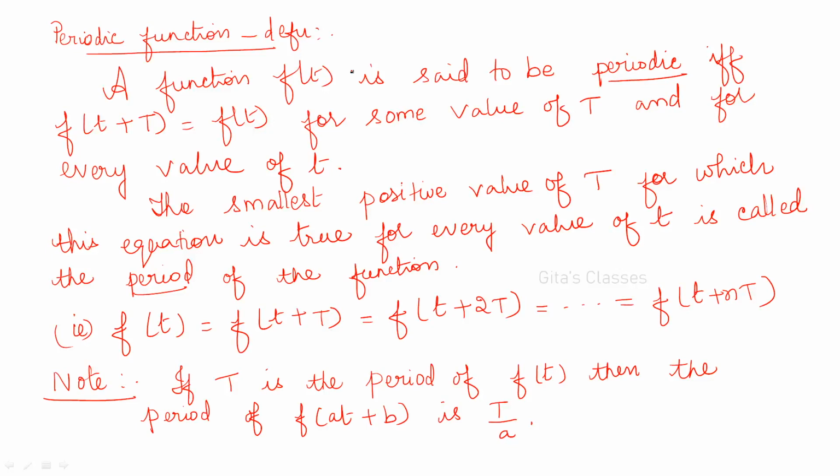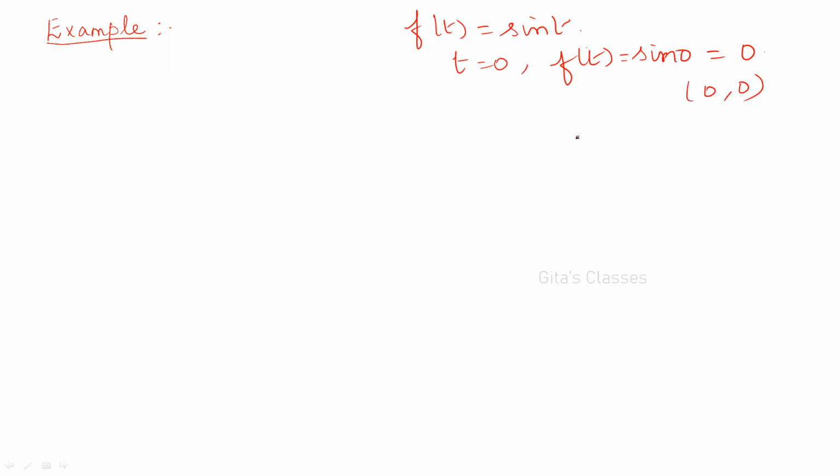Now, periodic function. What do you mean by periodic function? This is the definition, a function. Before that, I'll give you an example, then we will come to the definition. Suppose you consider f of t is equal to sine t. When t is equal to 0, then f of t will be sine 0, which is 0. What is the point? 0, 0.